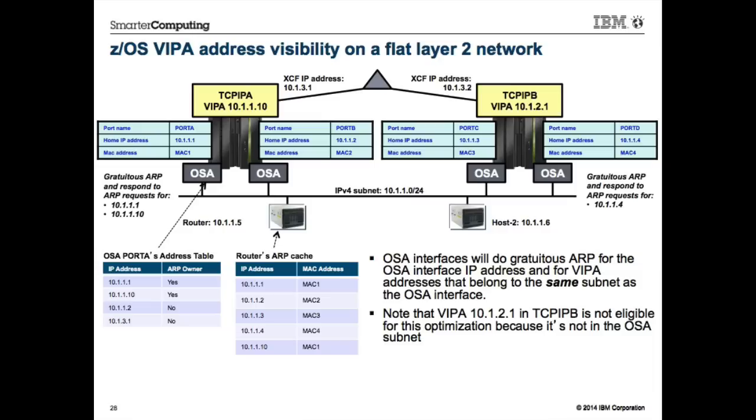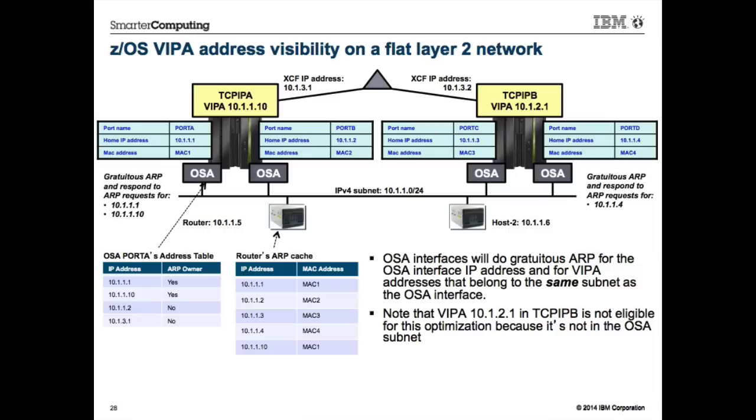It's a 24-bit subnet, so the first 3 octets are the subnet, and the last octet is the host. If you look at the configuration here, I have a VIPA on TCP/IP that's 10.1.1.10. So this VIPA is in the same subnet as the OSAs. You can see the OSA addresses are all in the 10.1.1.0 subnet.